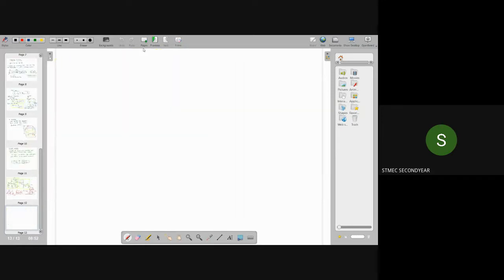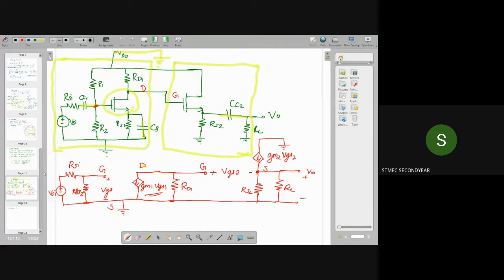So first, analysis means we have to find the voltage gain for this configuration. First of all, we have to write the output voltage. V out is equal to, you can see here, the output voltage is taken across this resistor RL, right? Now the voltage across the resistor RL will be equal to what? Here, at the output terminal, the current is gm2 into VGS2.